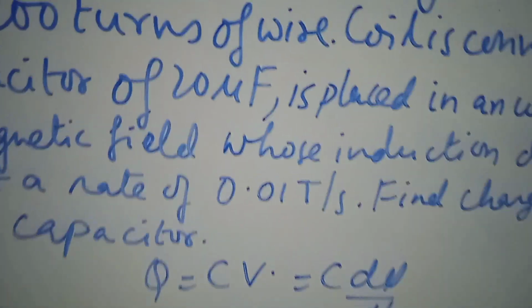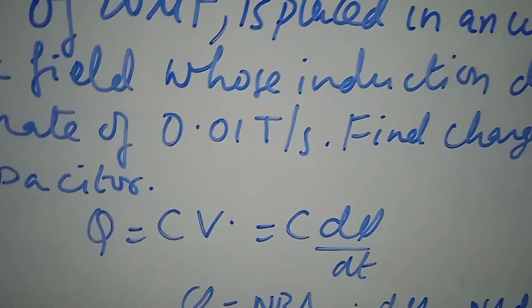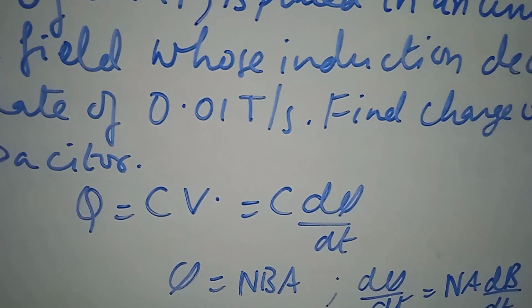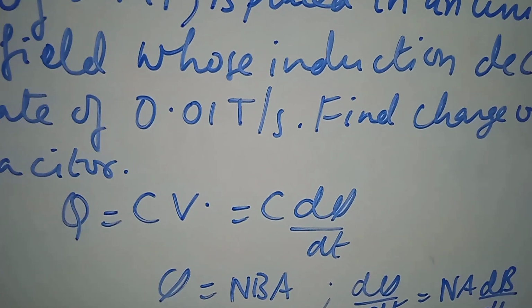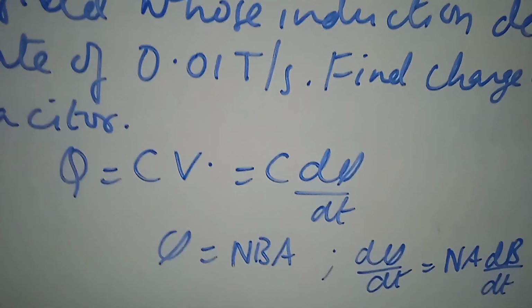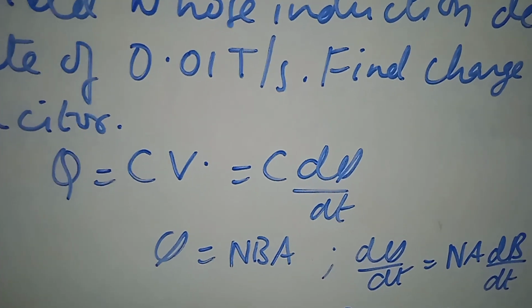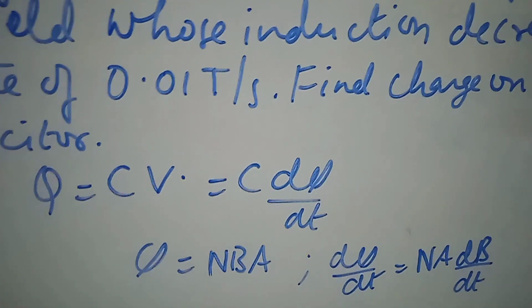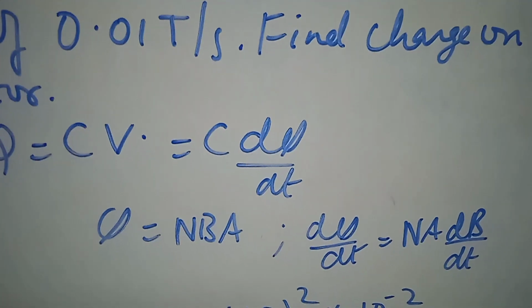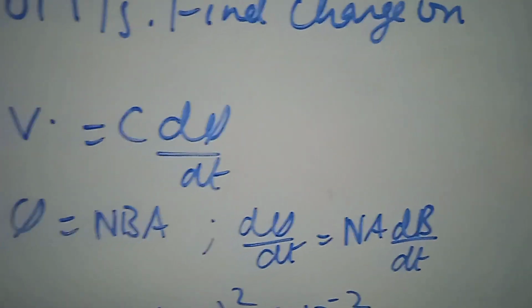Q equal to C into V. So that is equal to C into d phi by dt. As you know, V equals to minus d phi by dt. So phi equals to NBA, that is flux equals to number of turns into magnetic field into area. So d phi by dt equals to NA into dB by dt.